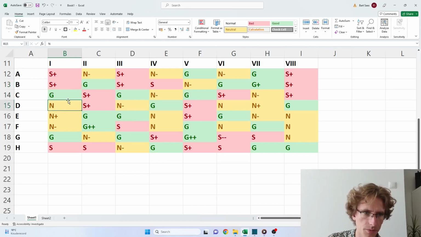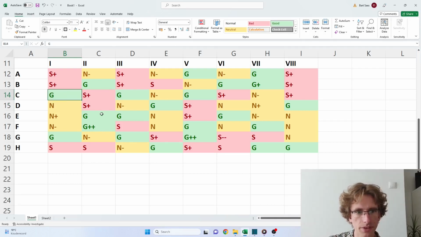So normally what that would mean is that a neutral matchup gives you a 10-10 or an 8-12 up to a 12-8. A good matchup would range from a 13-7 to a 20-0, and a bad matchup from a 7 to 0 points for your own team.